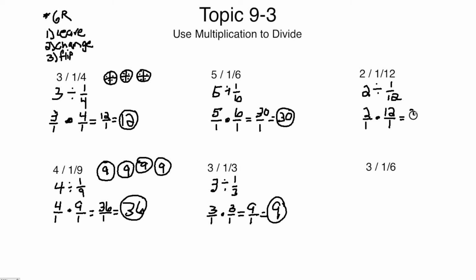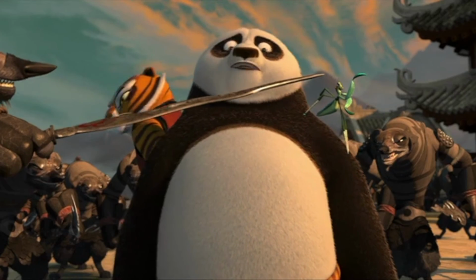2 times 12 is 24. 1 times 1 is 1, which equals 24. So there are 24 1/12 and 2 whole things. So in other words, if I were to make 2 whole things and split this up into 12, how many 1/12 are in here? There are 12. And how many 1/12 are in here? 12. Altogether, there's 24. If you got that, awesome.